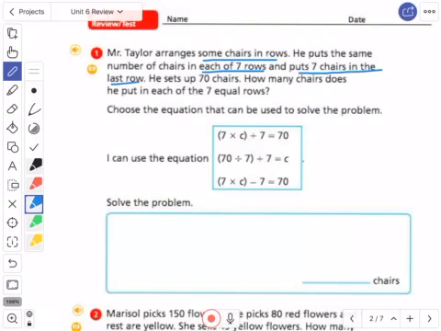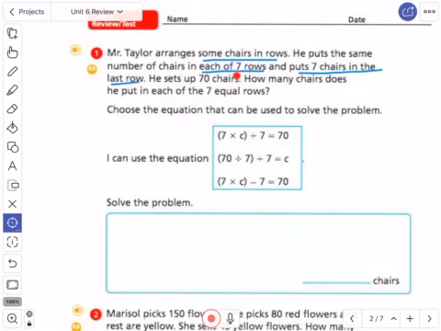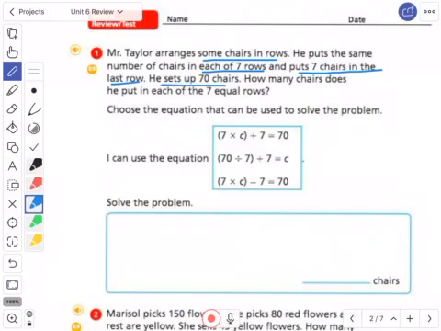Okay, so the same number of chairs are going to go in 7 rows, but then he saves an extra 7 for the last row. So that means, probably to me, that all those first 7 rows, they don't have the same amount as the last one, which is going to have 7. So these 7 rows all have the same amount. This last one is going to have just 7. So these ones are different than this. So he sets up 70 chairs. How many chairs does he put in each of the 7 rows?